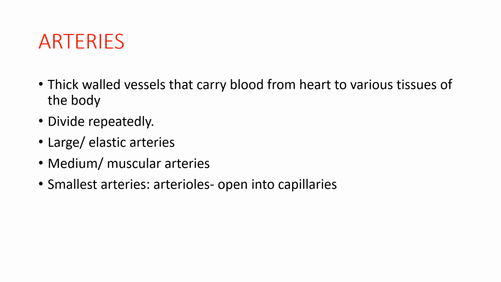Now, let's talk about the structure of the arteries. Arteries are those blood vessels that carry blood from the heart to various tissues of the body, and they mostly carry oxygenated blood except for the pulmonary trunk and pulmonary artery in the adults and the umbilical artery in the fetal life. Now, arteries are thicker than the veins.